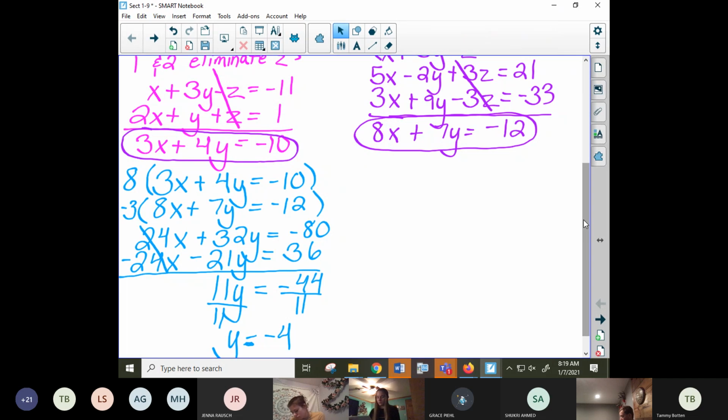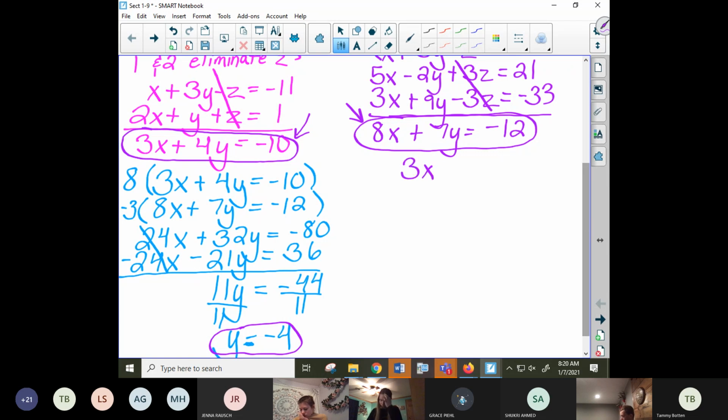So now I have my y down here, okay? And then what I need to do is go back up to this equation here or this equation here, one of the two that have x's and y's only, and put that y in so that you can find your x. So I'm going to pick the 3x plus 4y equals negative 10. So I'm picking this right here. And then I'm going to take this negative 4 and put it in for y.